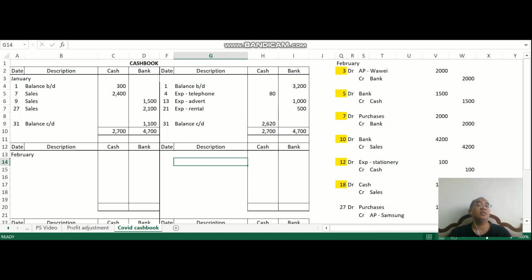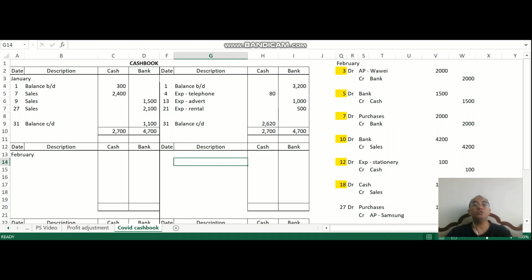Because like if you have 10 ringgit today, and you spend about 6 ringgit, then you have a balance of 4 ringgit in your pocket. So tomorrow when you wake up, you look at your pocket and you can see you still have 4 ringgit left. So that is your balance c/d from the previous day.